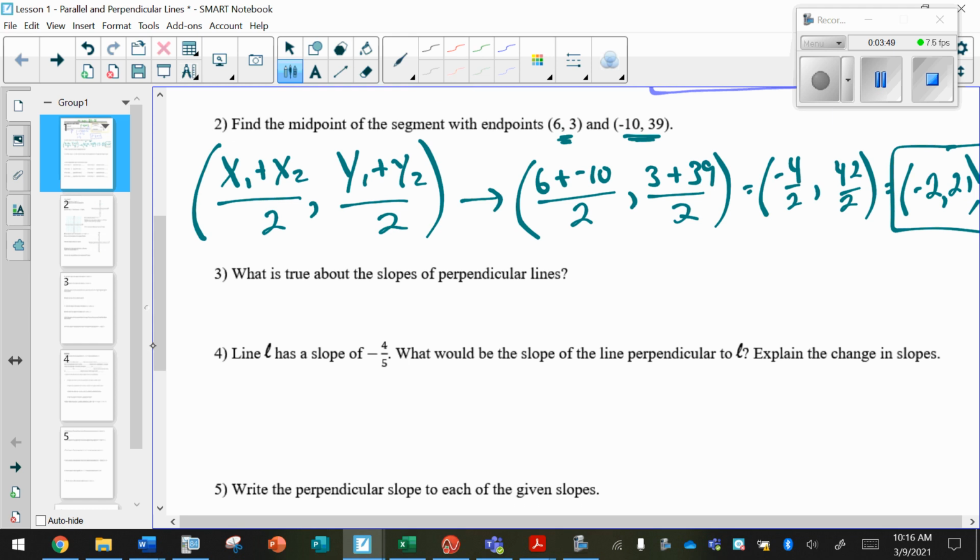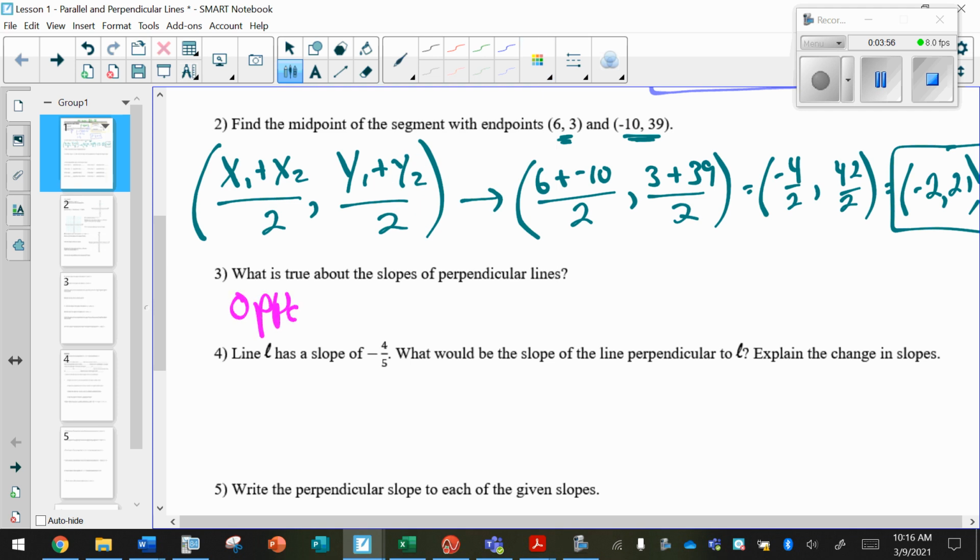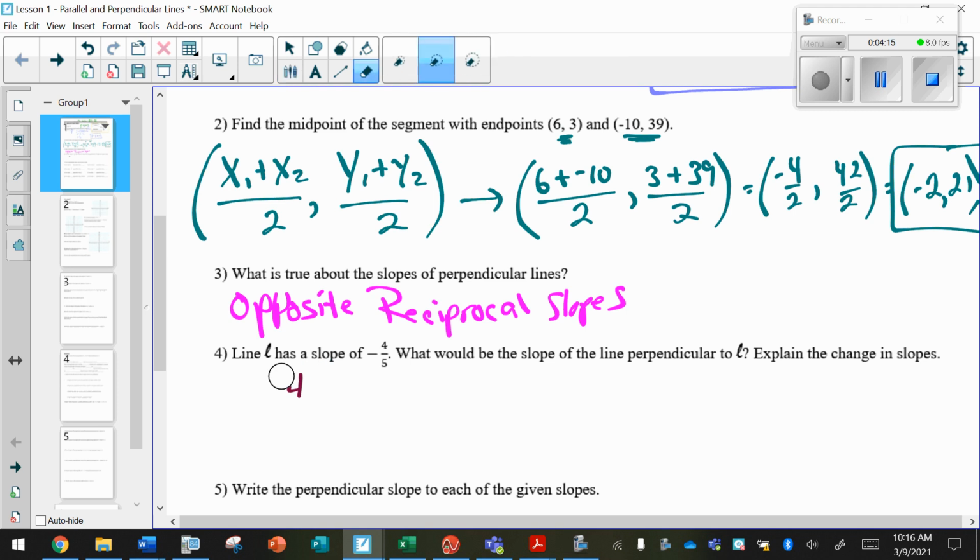Okay, some more review. What is true about the slopes of perpendicular lines? Perpendicular lines have opposite reciprocal slopes. So if line L has a slope of -4/5, then the slope of the line perpendicular to that would be +5/4. Opposite reciprocal slopes, the opposite part refers to the negative turning to a positive, positive, negative, or opposite. Reciprocal means you will switch the numerator and the denominator.